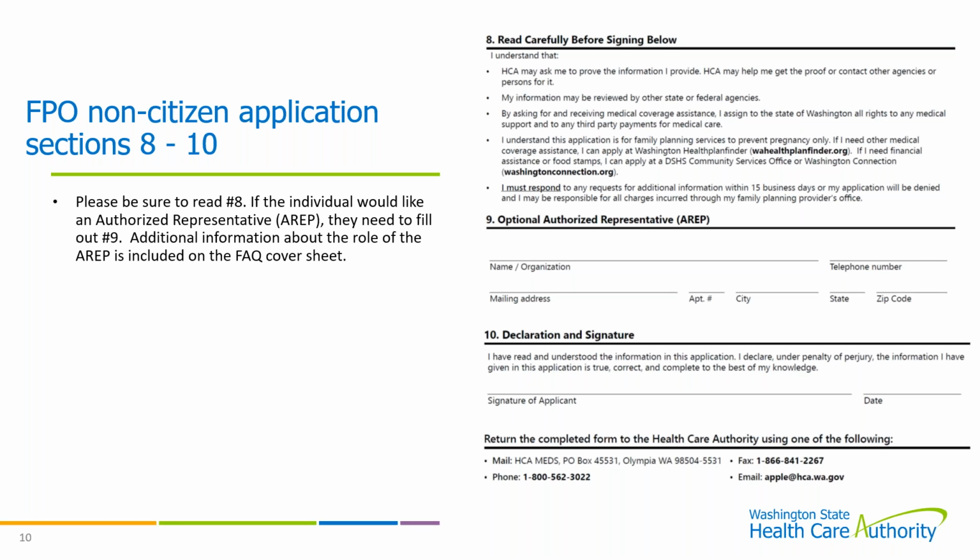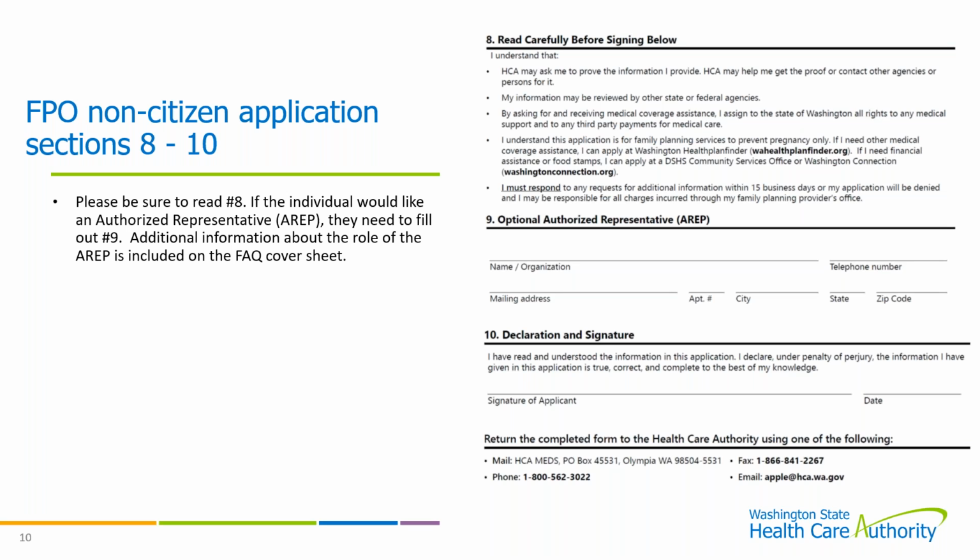If you are interested in having an authorized representative represent you, make sure you fill out section 9. If you are not sure what the role of the AREP is, we have that definition also on the cover sheet that we'll go over. And we need to make sure that this is something the client is asking for. If you are assisting the individual, you can't just say I'm going to be an AREP. The client actually has to say I want you to represent me. So just put your information down, and then we just need the signature of the applicant.